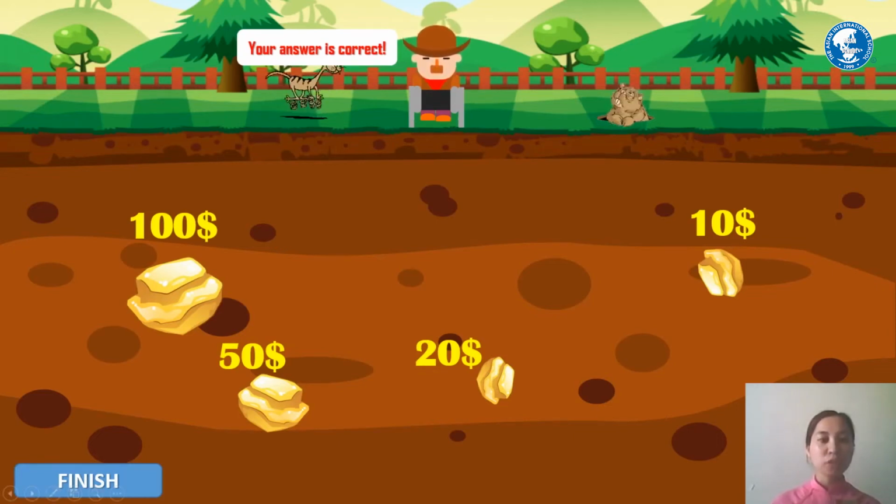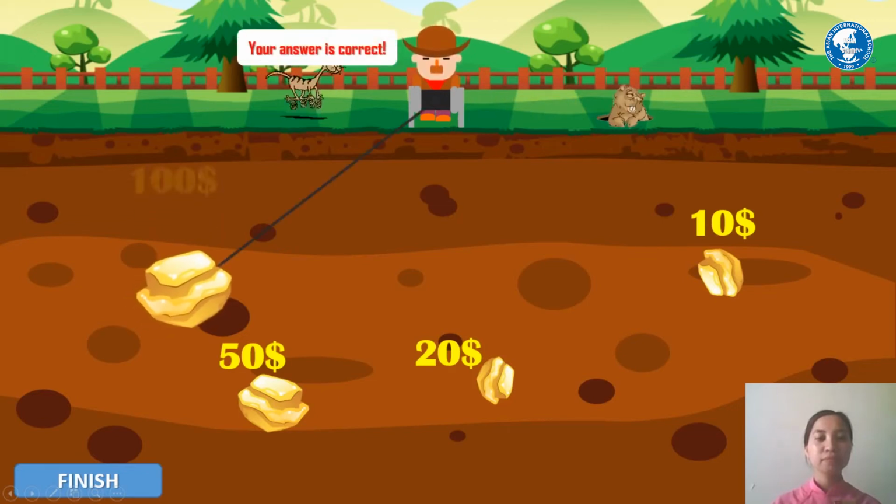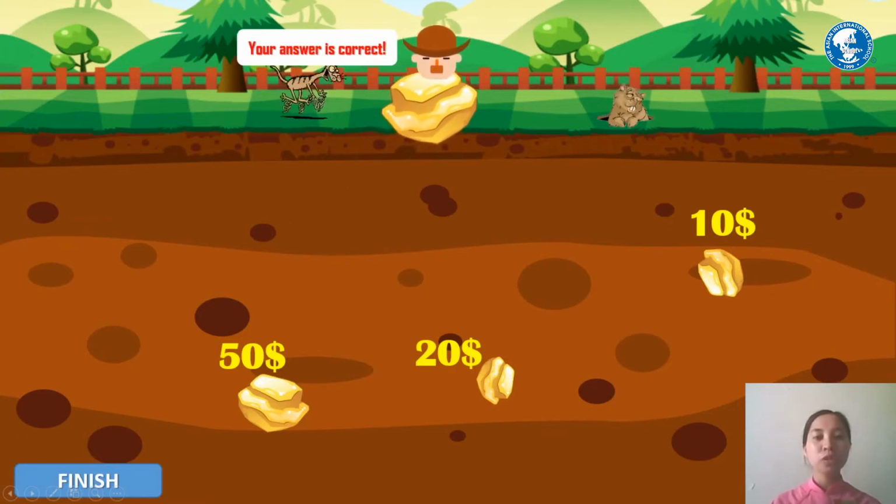I just want to be filthy rich, you know. What type of weather condition is one in which the air temperature falls below the freezing point of water? A. Frost. B. Smog. C. Drought. Or D. Tsunami. As far as I can remember, smog is dirty air that looks like a mixture of smoke and fog caused by smoke from vehicles or factories, while drought occurs in dry weather, and a tsunami is a large wave caused by extreme conditions. So my answer is A, frost. Well done. I'll soon own a fortune.